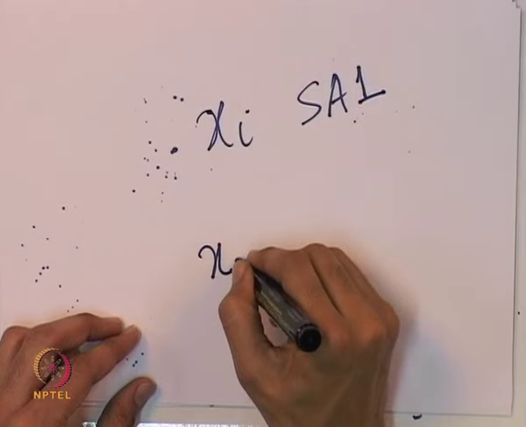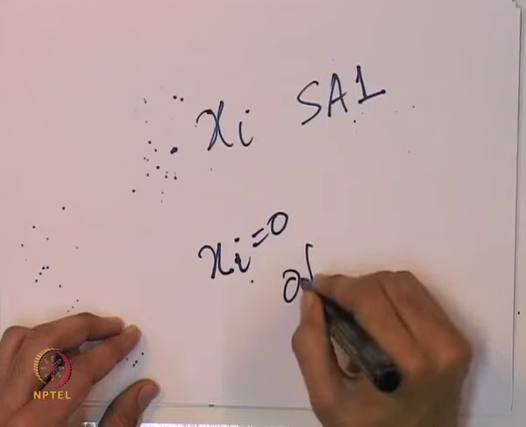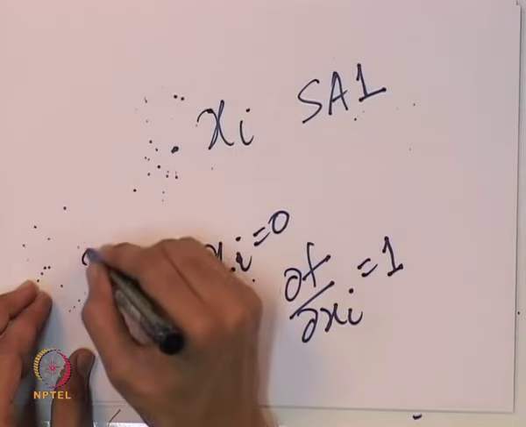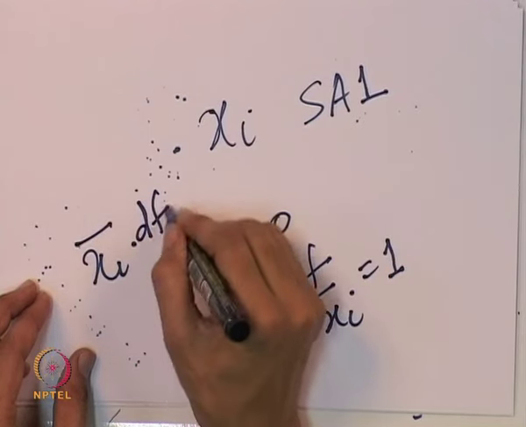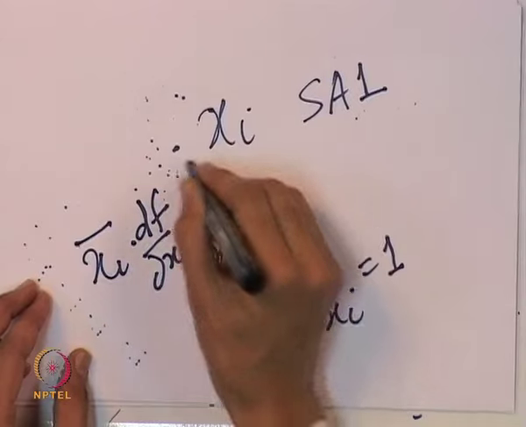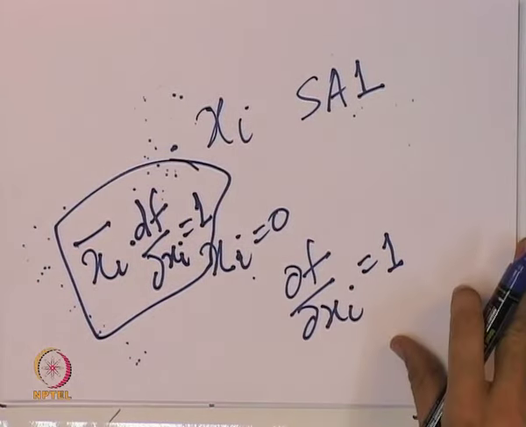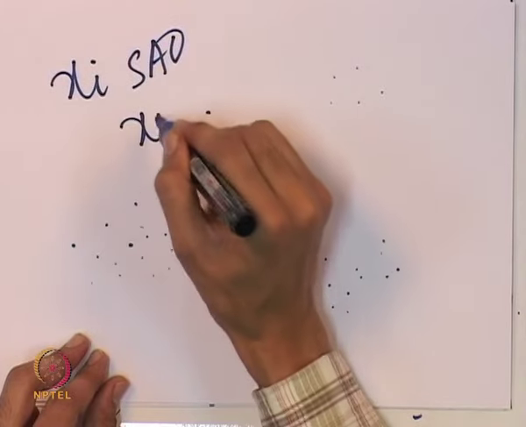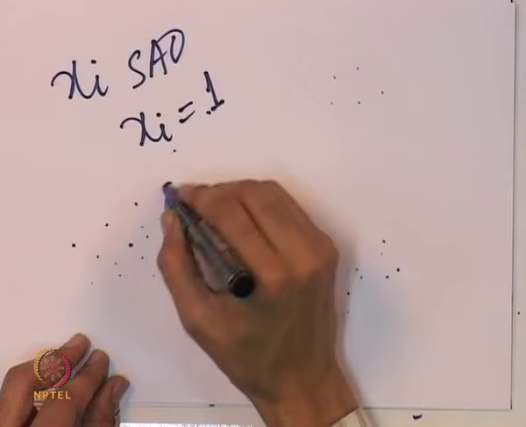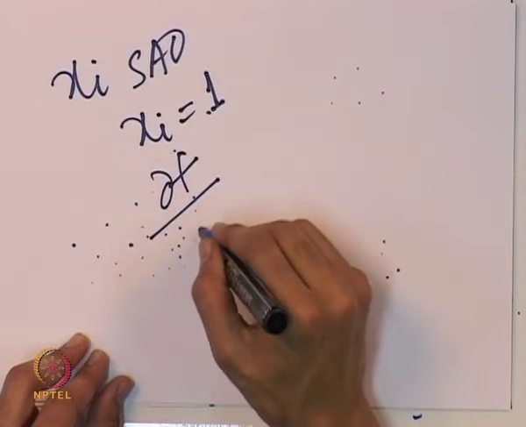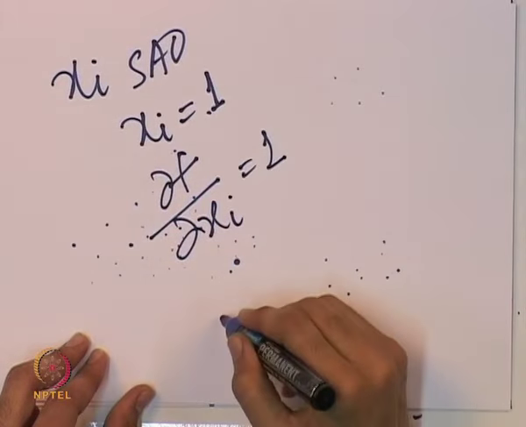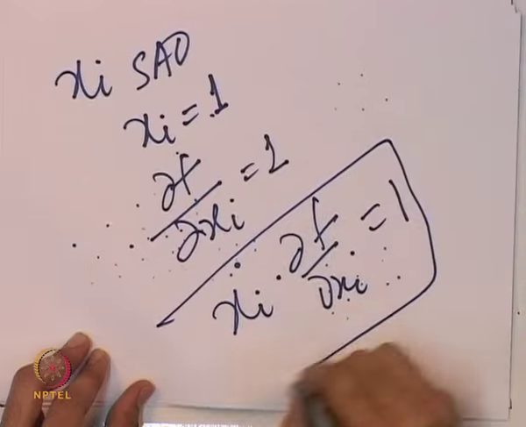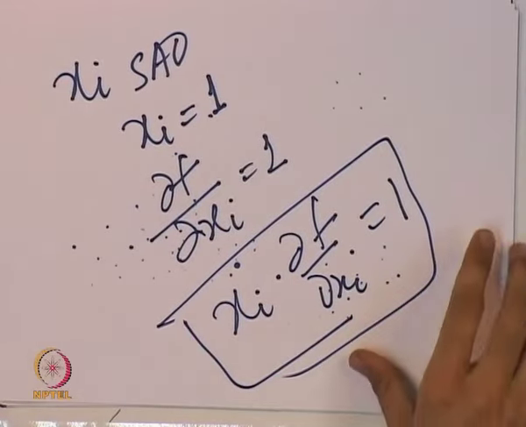So that means x i should be 0 and del f upon del x i should also evaluate to 1. What I can say is that x i bar dot del f upon del x i should evaluate to 1. This is the condition to detect x i stuck at 1. If x i is stuck at 0, in that case I want x i to be set to value 1, and it should produce distinguishable faulty and fault free output. So that means del f upon del x i must be 1. So what I expect is x i dot del f upon del x i should evaluate to 1. This gives you the condition to generate a test vector algebraically.